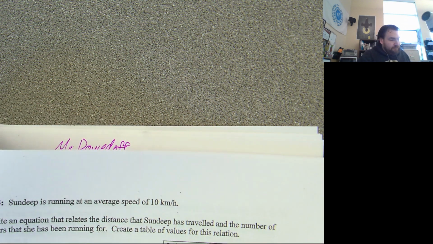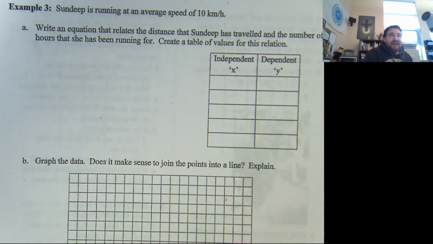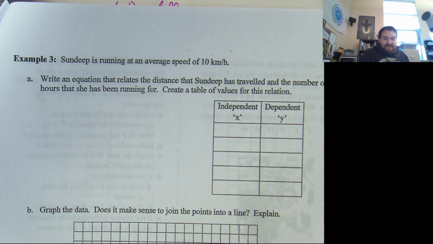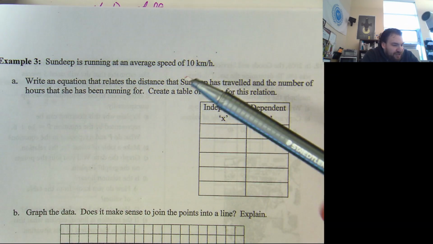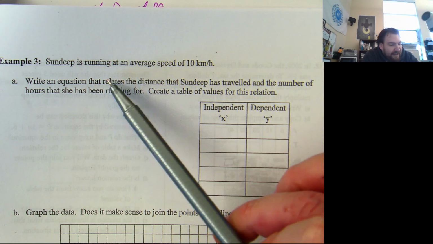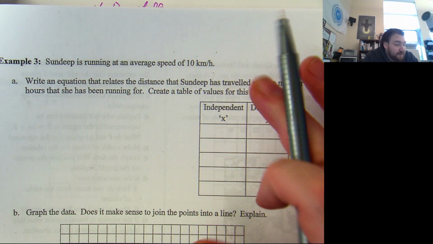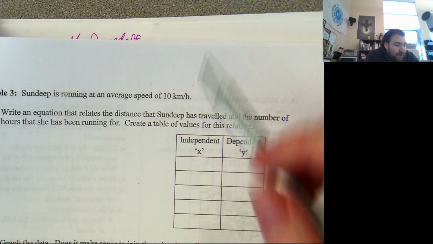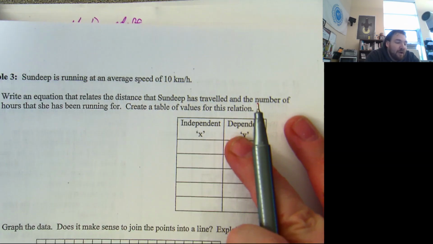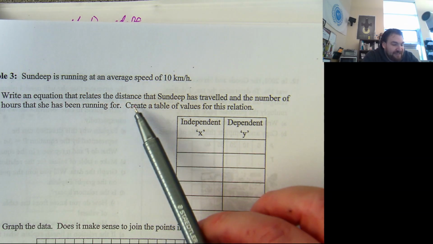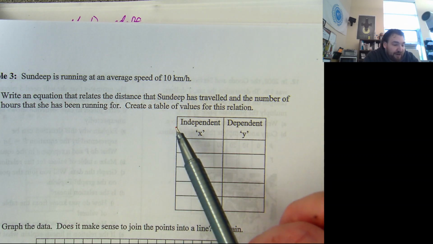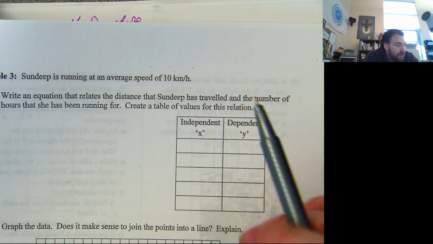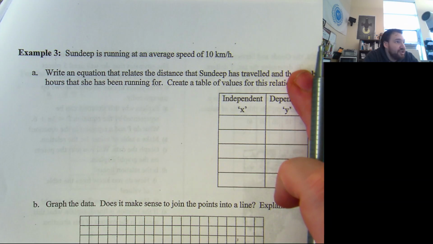Flip the page. Here we go, one more example. This is the last one I'm going to do and then I'm done. Write an equation. So we have Sundeep running at an average speed of 10 kilometers per hour. That's pretty good. We want to write an equation that relates the distance that Sundeep has traveled and the number of hours that she's been running for. We want to create a table of values for this relation. So I will give you the relationship.